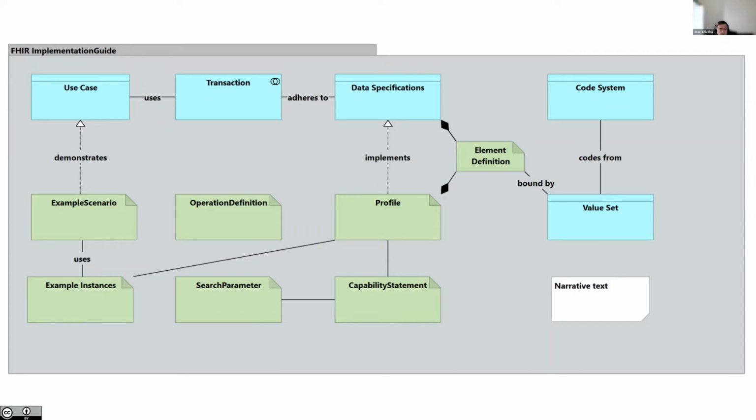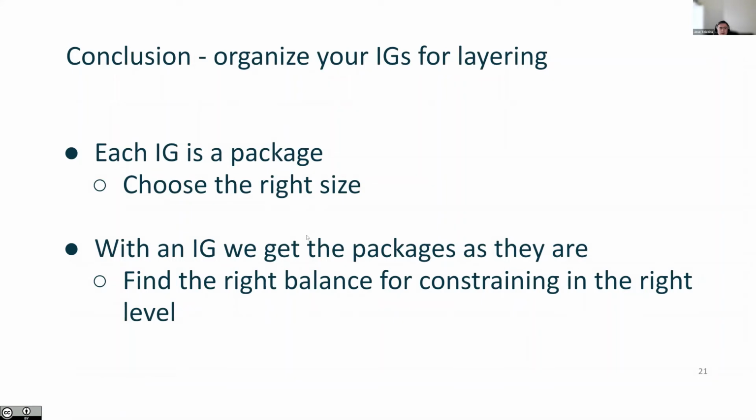So not making an implementation guide that contains a bit of each, and not one implementation guide that takes, for example, all the use cases for the entire country, or one implementation guide that contains everything about medication and lab and radiology and referrals. Because that would be way too big. So that's one of the conclusions. So choose the right size when you make the packages. It will be more clear, I hope, when we go through the exercise.